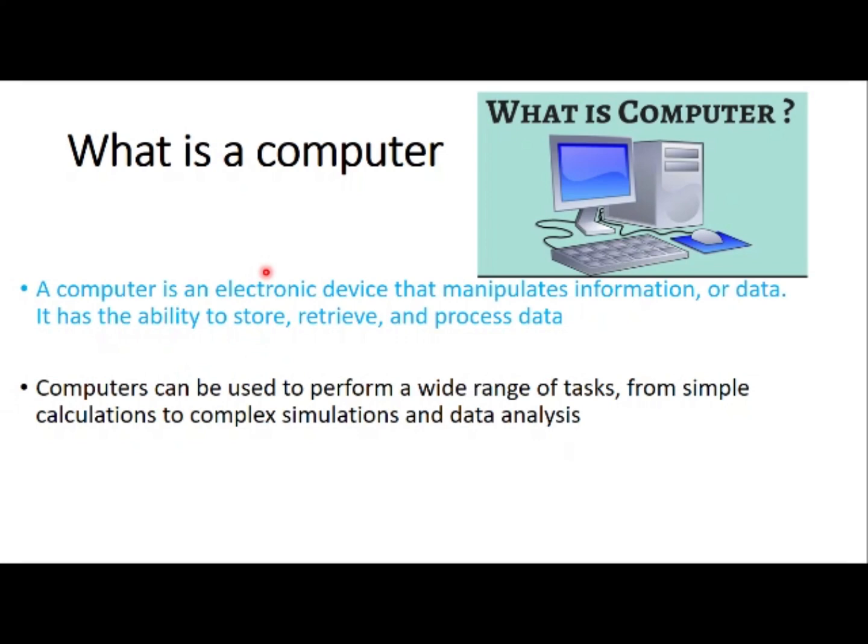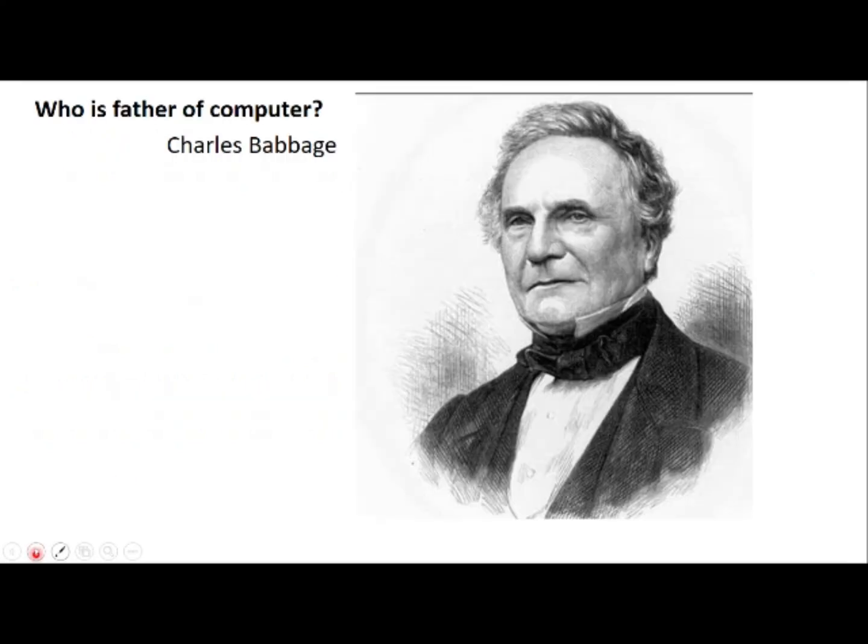A computer is an electronic device that manipulates information or data. It has the ability to store, retrieve and process data. So this is the definition of a computer. Computer is an electronic device and it has the ability to store, retrieve as well as process data. Computer can be used to perform a wide range of tasks. For example, simple calculations. You can do your work simultaneously using the computer.